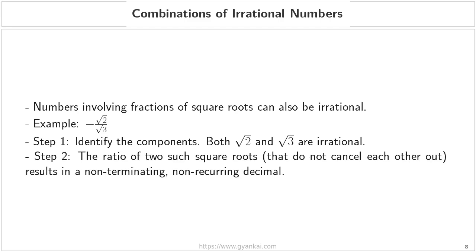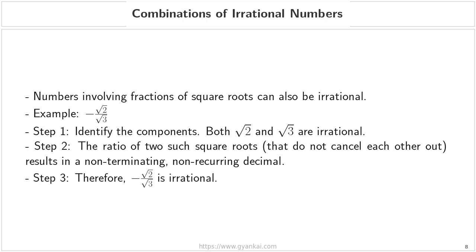Second, consider the ratio. When you have a ratio of 2 such square roots, provided they don't cancel each other out to form a perfect square, the result is a decimal that is non-terminating and non-recurring. Finally, based on these steps, we can conclude that negative square root of 2 over square root of 3 is indeed an irrational number.